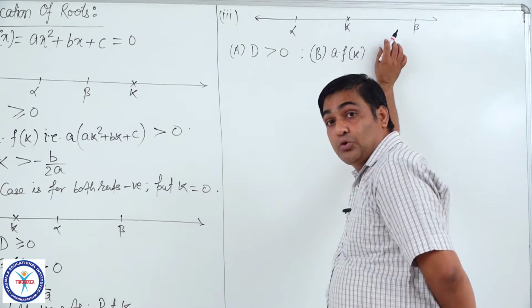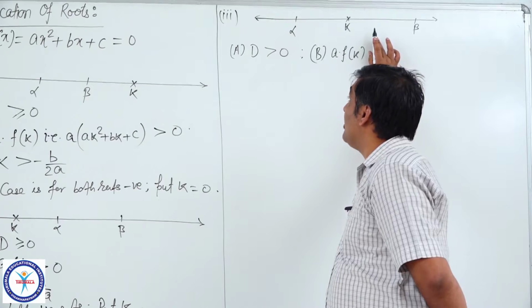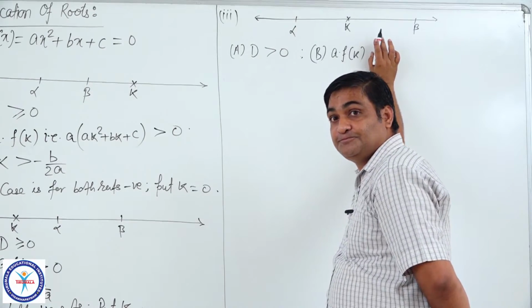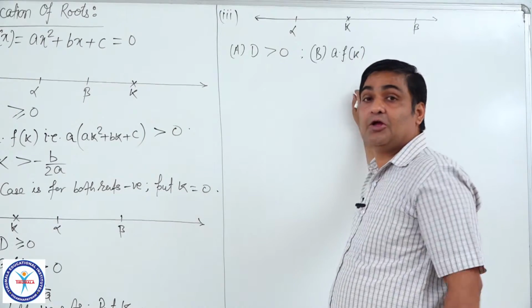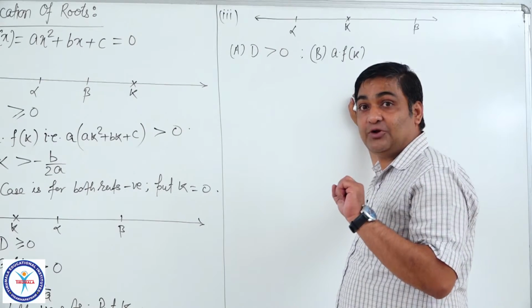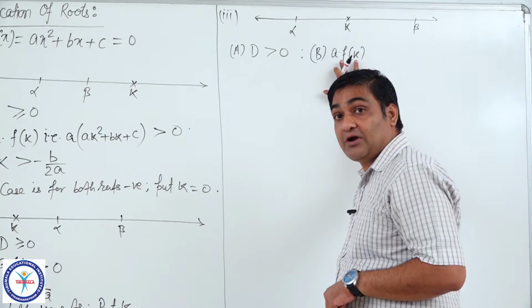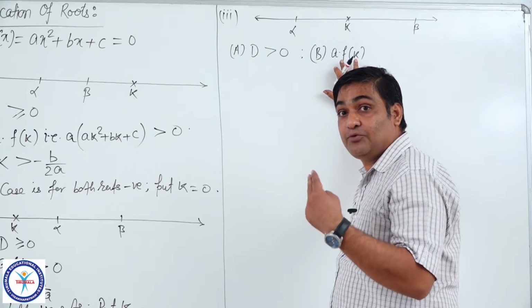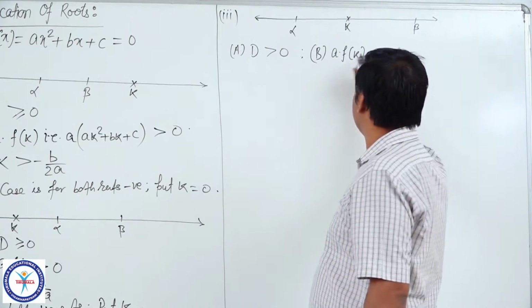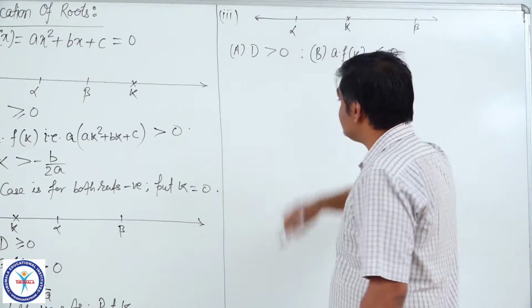In between the roots, the sign is opposite to a. So f of k will have sign opposite to a. So what will be the sign of this product? Product of two numbers of opposite sign, less than 0.